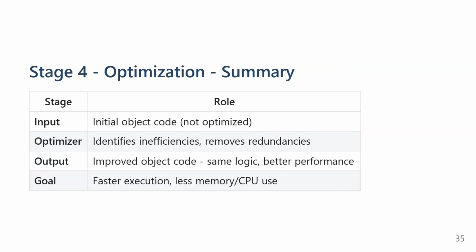So this optimization stage is the final stage of compilation, where you input your initial object code, identify efficiencies and remove redundancies to output faster object code with the same logic but better performance, with the goal of fast execution with less memory or CPU use.